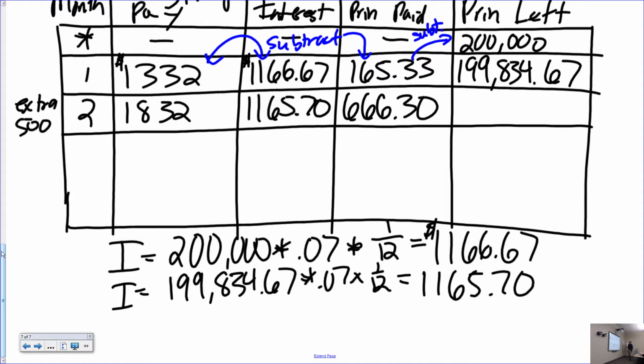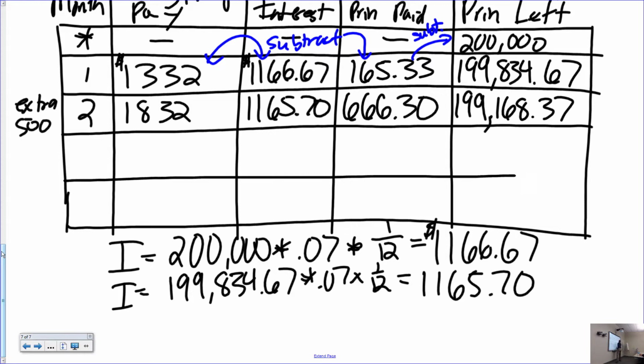So subtract that from the 199,834. What is that? 199,168.37. This is going to make a huge difference, right? So let's go to the third month and go back to paying $1,332. So how much is our interest going to be next month? It's going to be way down there, right? It's going to be like $1,100, right?